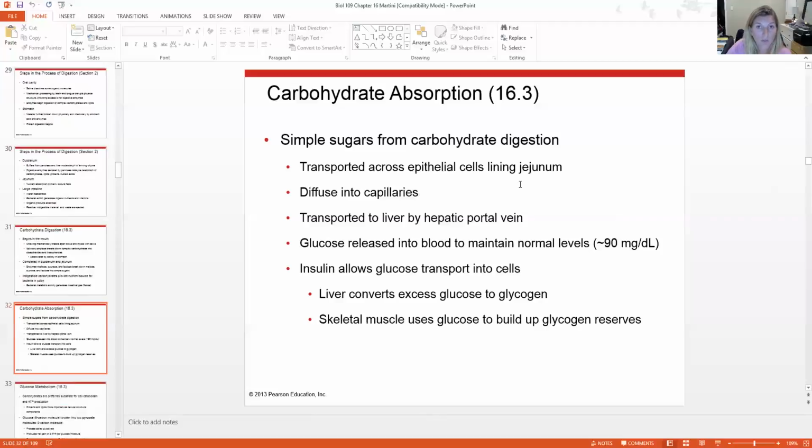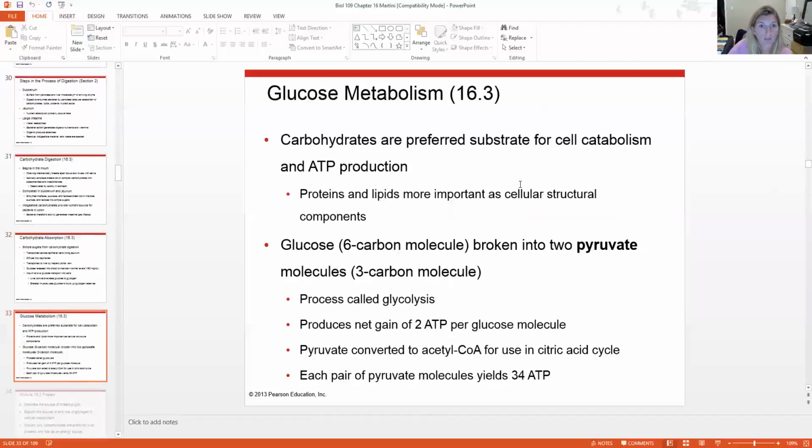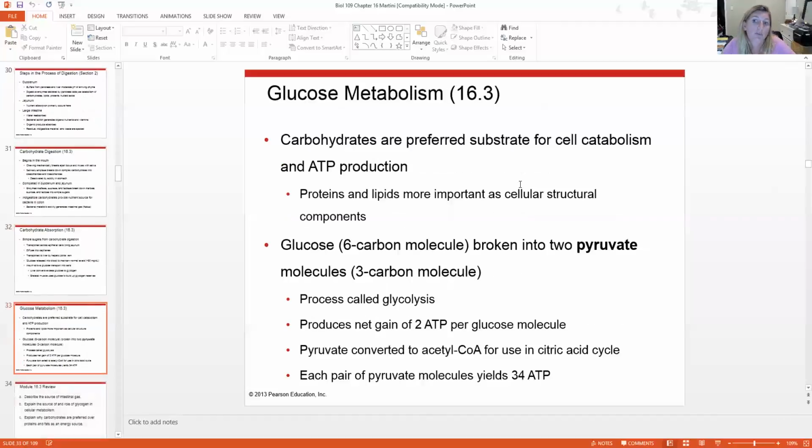liver will convert glucose to glycogen, and the skeletal muscles can do the same thing, use glucose to build up glycogen reserves. Carbohydrates are the preferred substrate for catabolism and ATP production. Proteins or lipids are more important as cellular components, so your cells prefer to use carbohydrates.